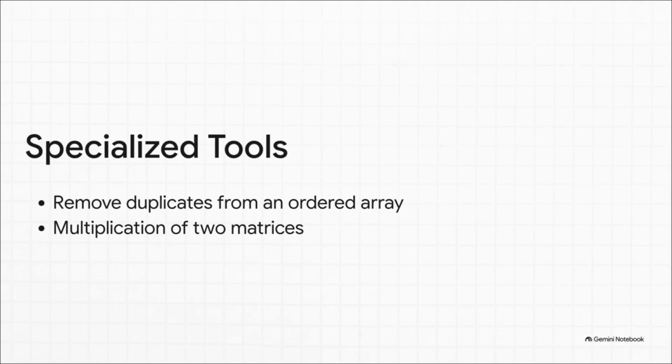Tool 4 lets us strip out duplicate values in a single pass. But the catch here is that it only works if the array is already sorted, because that guarantees any duplicates are sitting right next to each other.